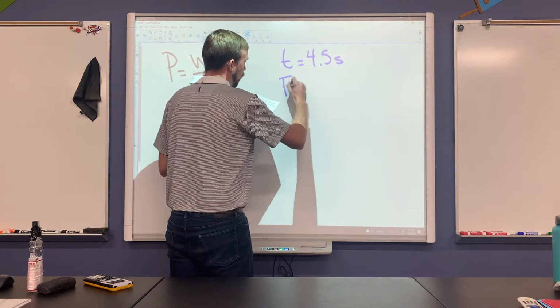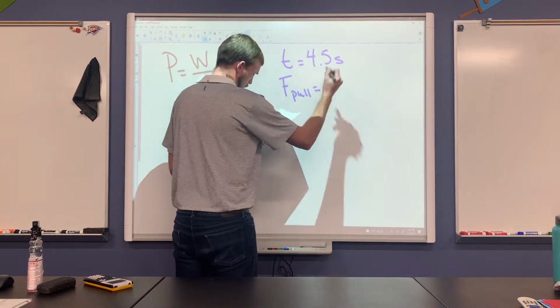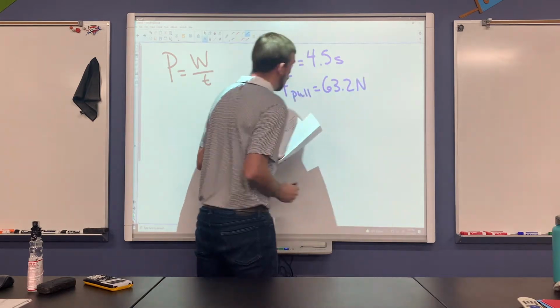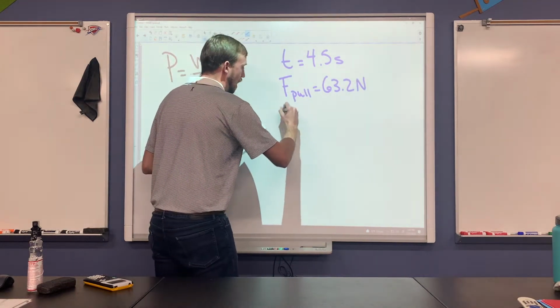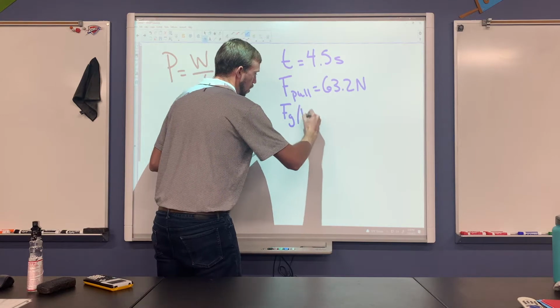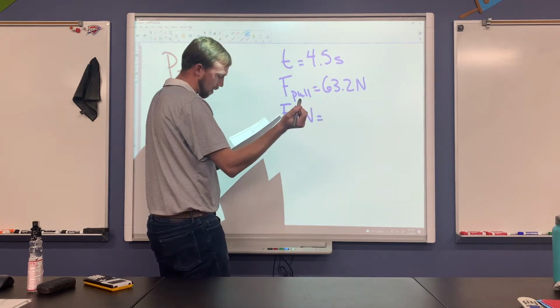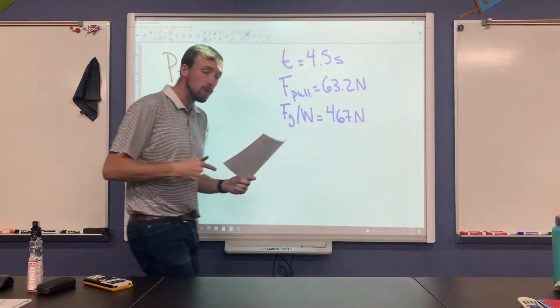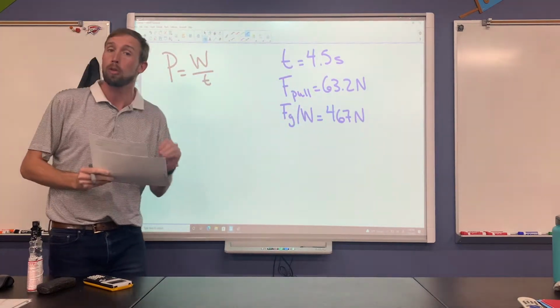We've got the pull force on the sled. Mine is 63.2 newtons. We've got the weight of the sled. So this is going to be Fg, or the weight on the sled. And we want to be careful, that is 467 newtons. Again, because that's in newtons, that tells us it's a force, which means that's the weight.